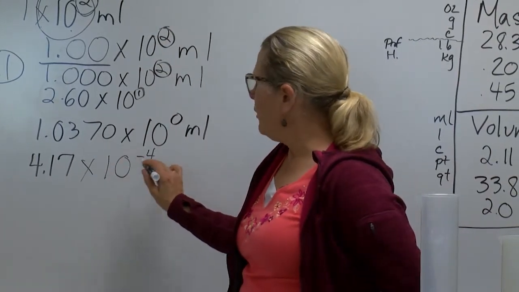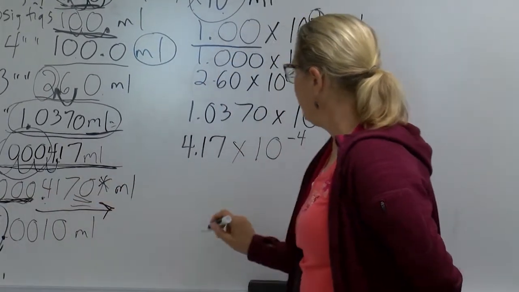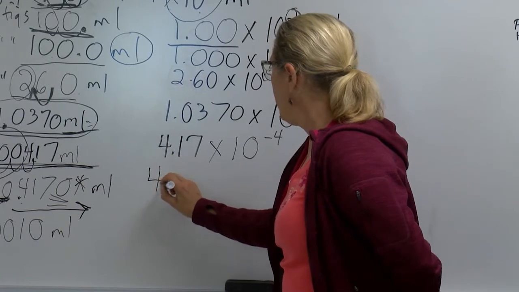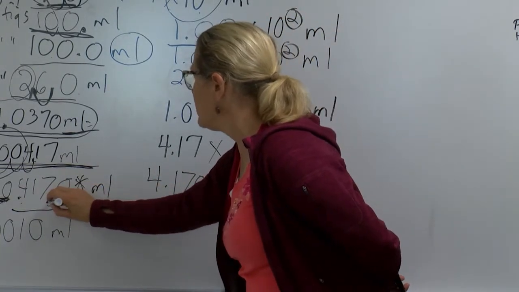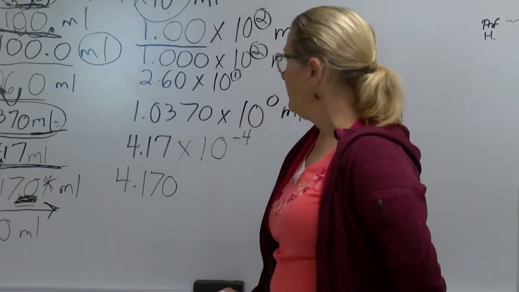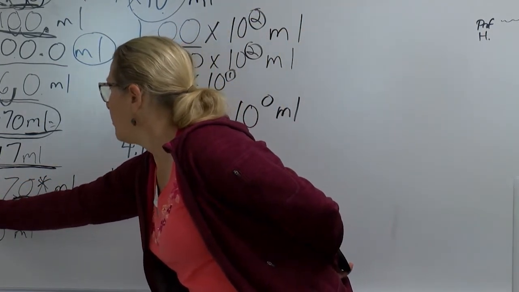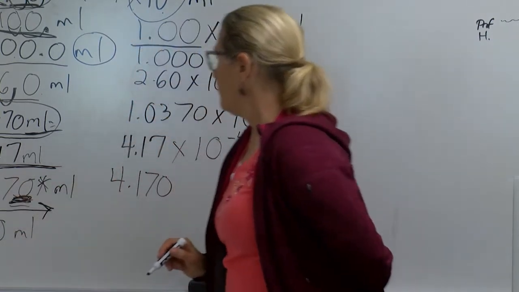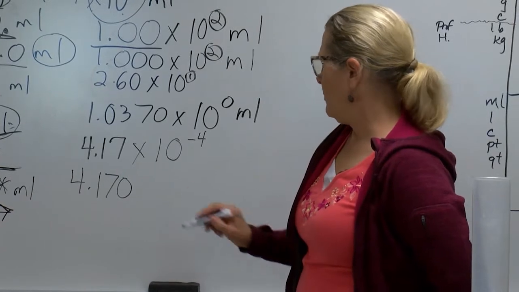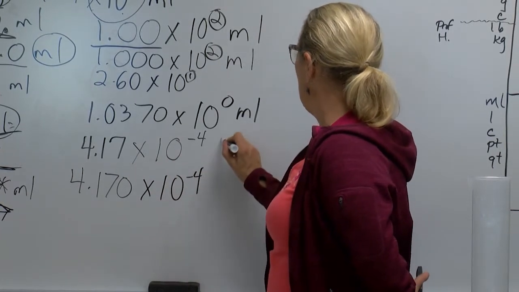All right, a number less than 1, now we've got 0.4170, 4.170. We want to include this 0 because it is significant. Again, we're going 3 places to the right. Oh, we're going 4 places to the right. Sorry about that. Times 10 to the minus 4.